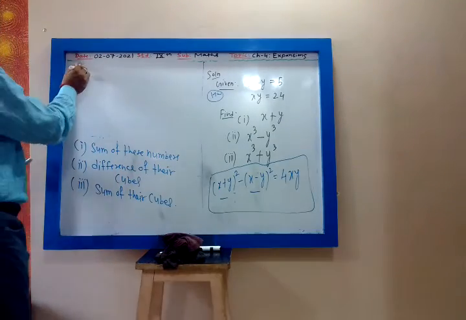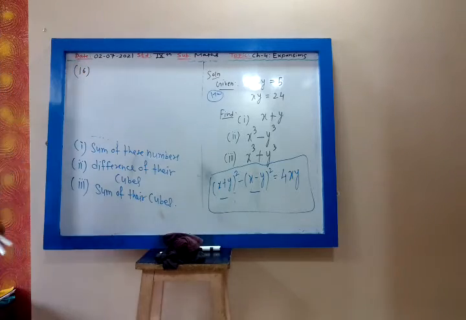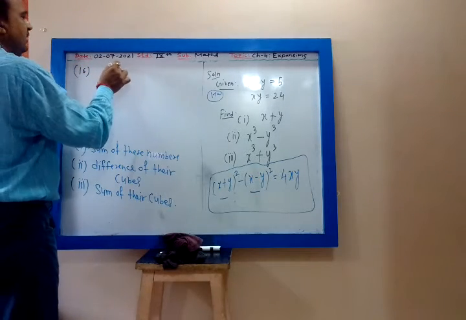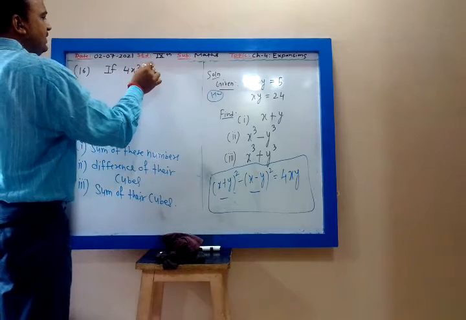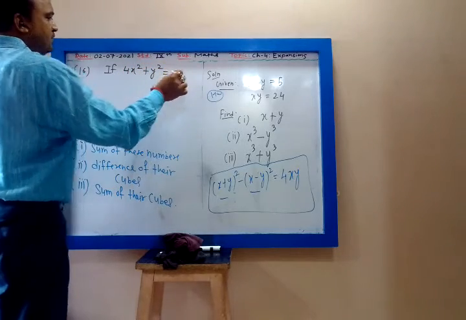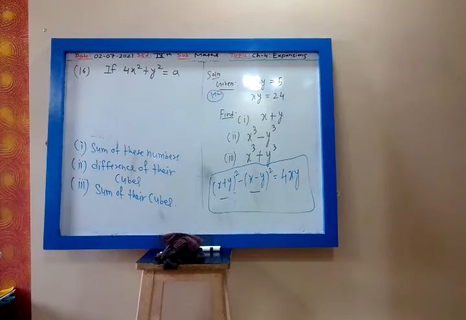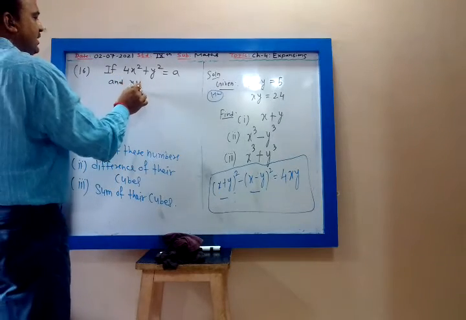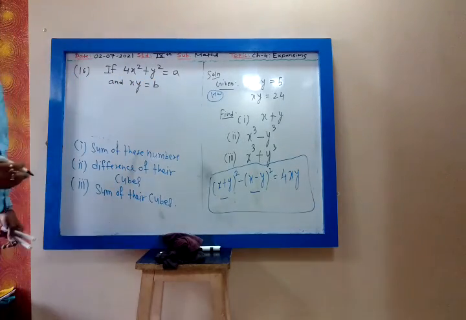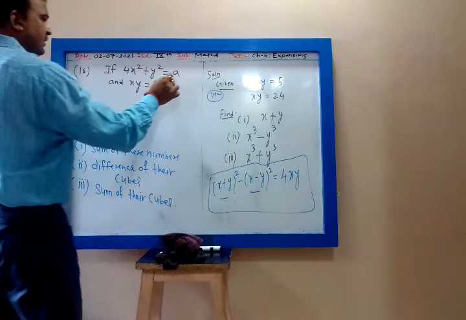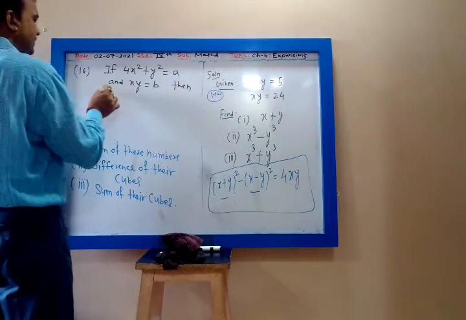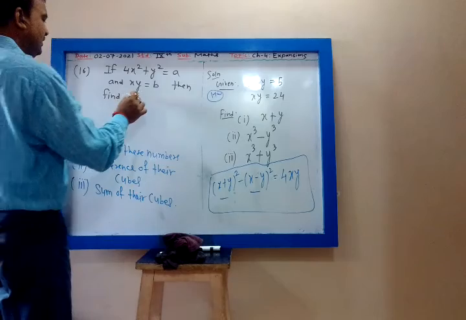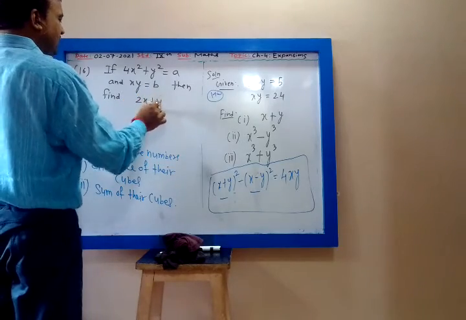Then 16th, the last problem of this exercise 4b. If 4x square plus y square is a, and xy is b, then find the value of 2x plus y.